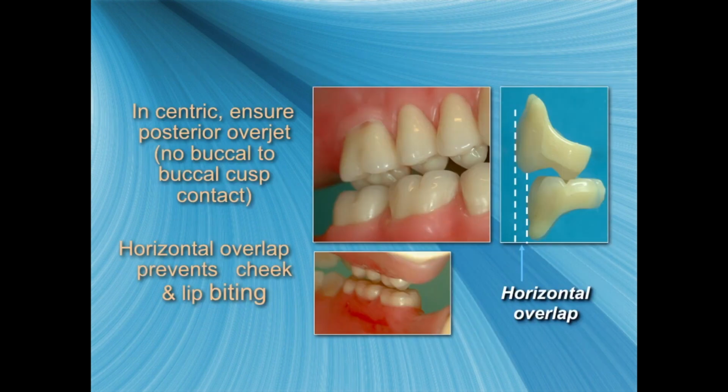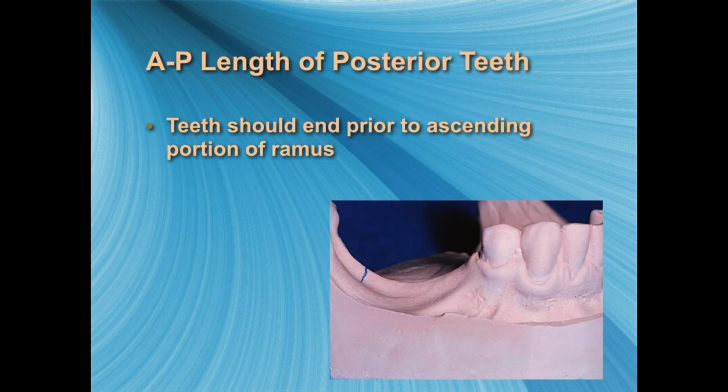Remember, in the posterior portion of the arch, in centric, we want to make sure that there is overjet, so that there is no buccal-to-buccal cusp contact of the posterior teeth. In fact, we want some space, at least 1 millimeter, between the buccal cusps in centric position. The horizontal overlap is important. That will prevent cheek biting or lip biting. Also remember that we want to stop setting teeth when we get to the ascending portion of the ramus. In other words, denture teeth should be set mostly on the horizontal aspect of the residual ridge.